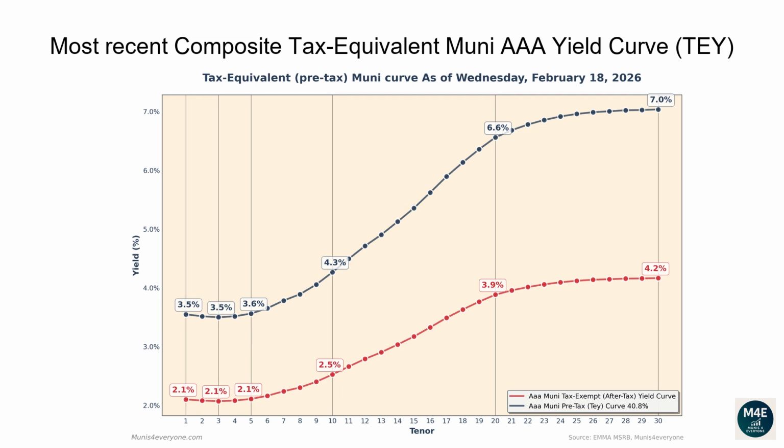The one-year tax-exempt yield is 2.1%, corresponding to a 3.55% tax-equivalent yield for investors in the top tax bracket. The two-year tax-equivalent yield is 3.52%. The 5-year tax-equivalent yield is 3.56%. The 10-year tax-equivalent yield is 4.27%. The 20-year tax-equivalent yield is 6.56%. The 30-year tax-equivalent yield is 7.04%.